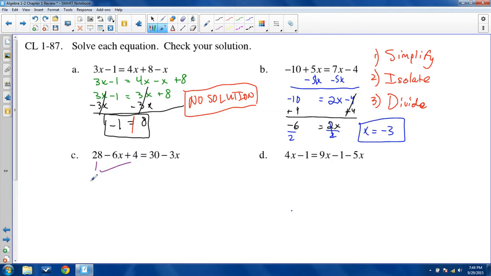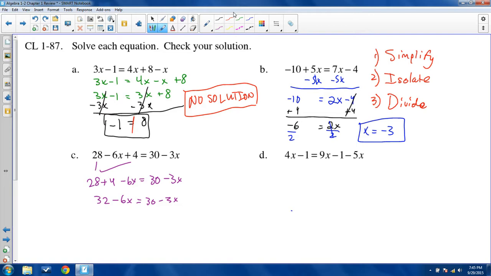So let's put those right next to each other, just so we avoid any confusion whatsoever. On the right side, there's nothing to combine. This will stay as 30 minus 3x. Okay, 28 plus 4 is 32. I got minus 6x equals 30 minus 3x. All right, we have simplified.